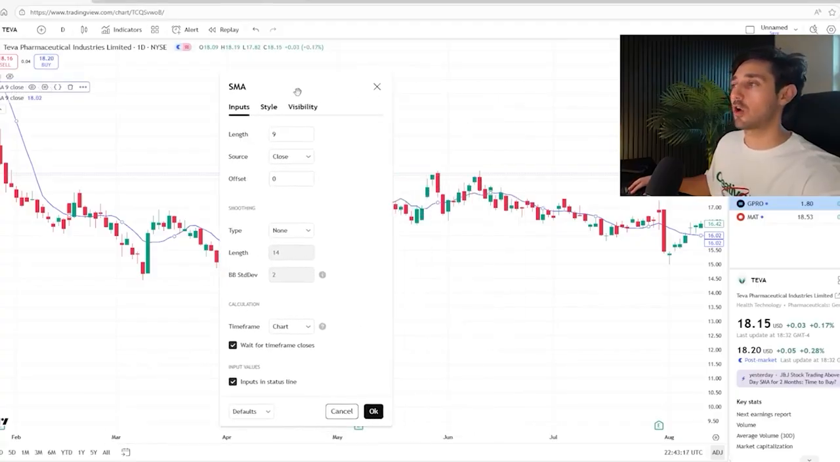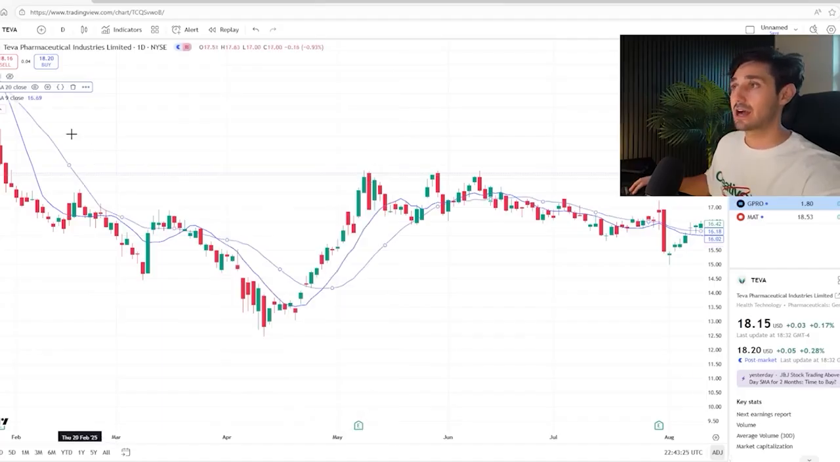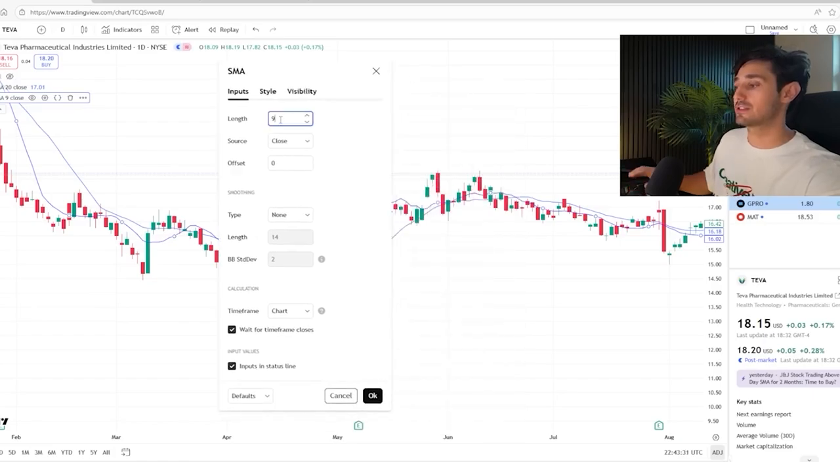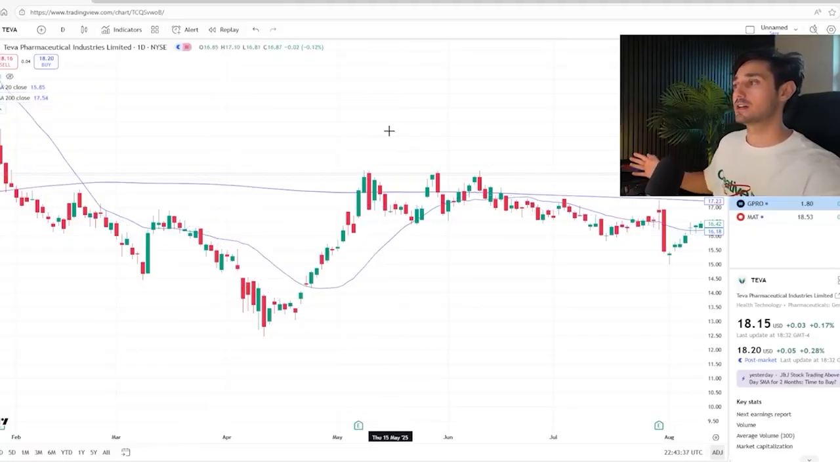And once you do that, all you need to change is the length of 9, change it to 20, and then press OK. Now go to the other one and do the same exact thing. Hover over it, go to settings, and from here change the length of 9, and this time you're going to change it to 200. And voila.